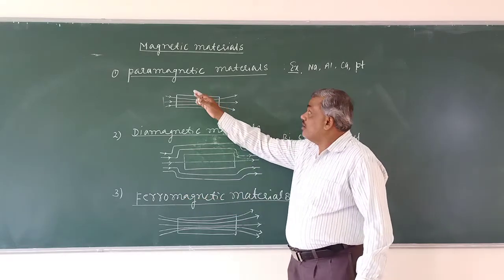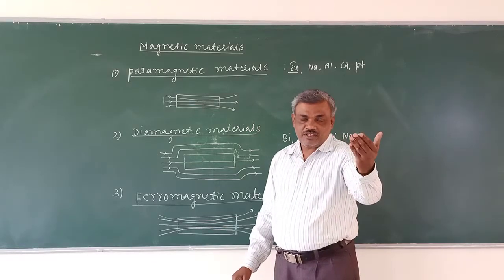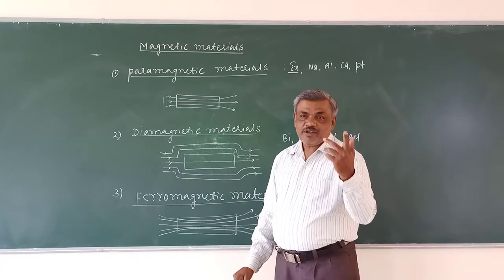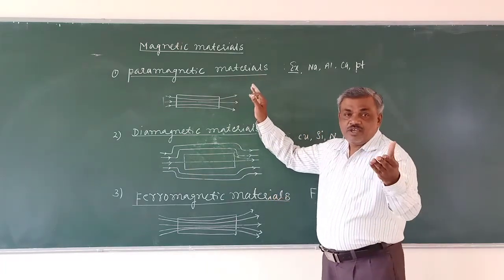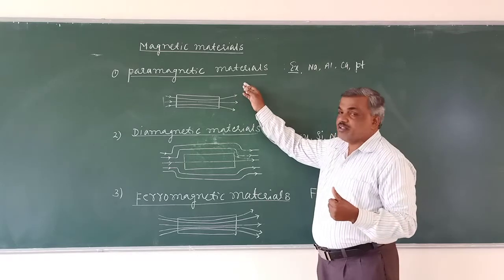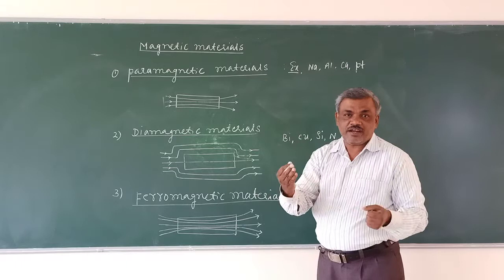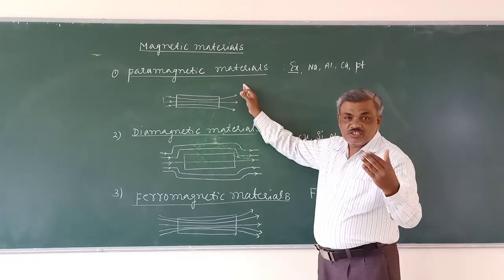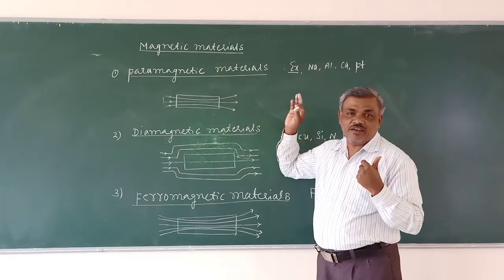The first one, paramagnetic materials. What are paramagnetic materials? And give an example. Paramagnetic materials are weakly attracted by a magnet. They move from the weaker region of the magnetic field to the stronger region of the magnetic field.